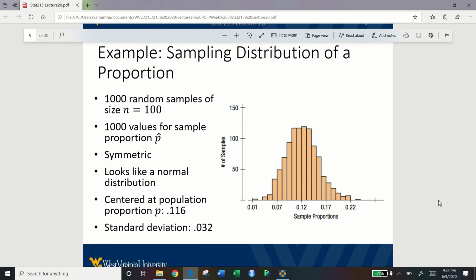So for our sampling distribution of a proportion, we can suppose that we have 1,000 random samples of size n equal to 100. 1,000 values for sample proportion is p hat. That little caret, we say it in statistics as hat. Notice that it's symmetric, our graph that is, and it sort of looks like the normal distribution. And it is centered at our population proportion, which is approximately 0.116, with a standard deviation of 0.032.